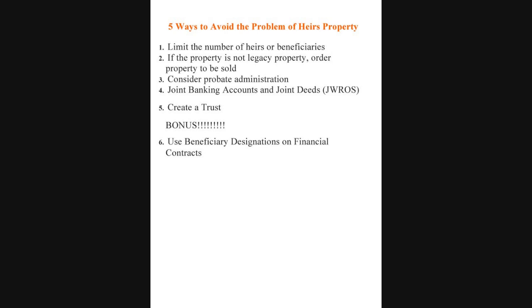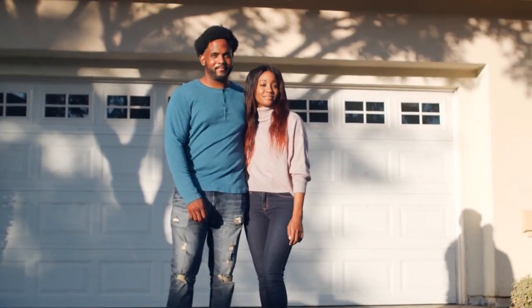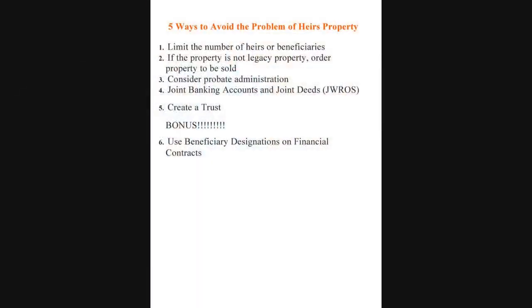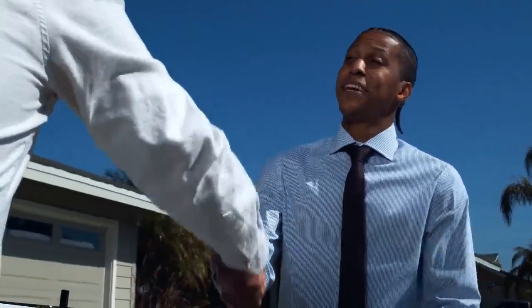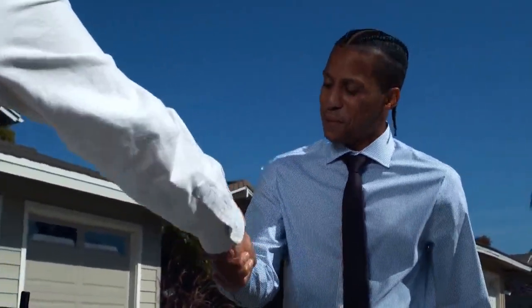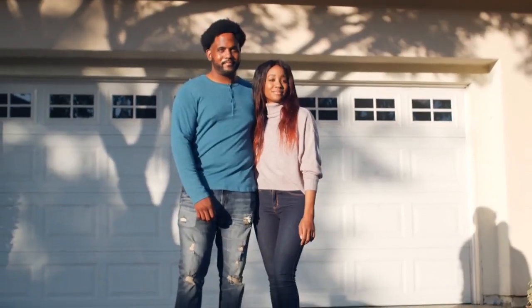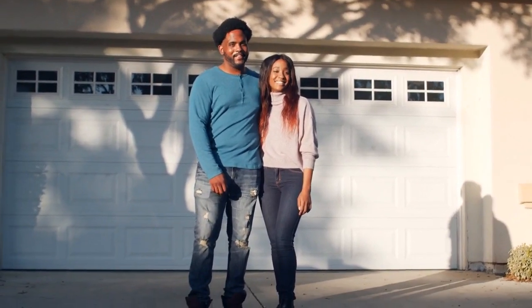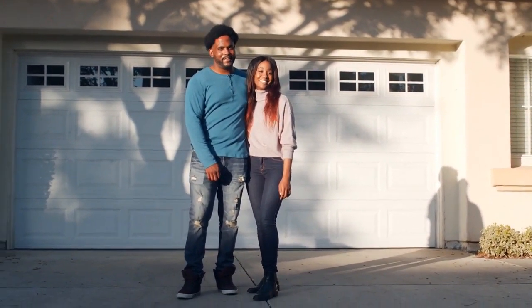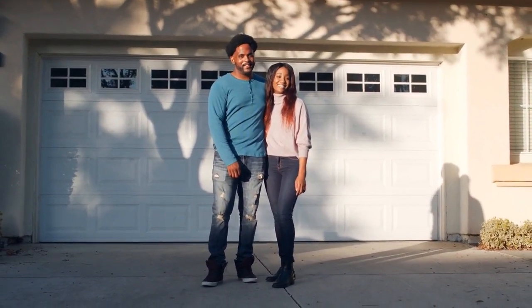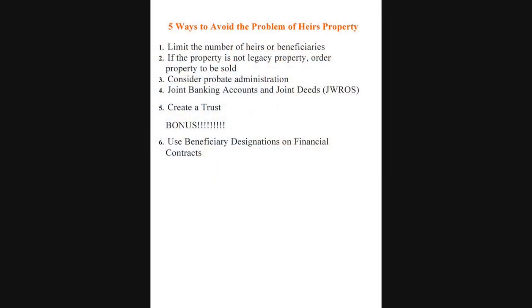Number two, if the property is not legacy property, and we'll talk about that, then you can order that property be sold. When I say order, I'm talking about if you set up your estate planning document, a trust, or even your will, you can say that upon my death, I want this property to be sold. You won't create heir property if you order the property to be sold. Or you might say, there's five folks that are likely to inherit this property from me. I'm going to give the property to one or two responsible people, and everybody else will get a fractional interest in money, because you generally know who's going to be responsible.